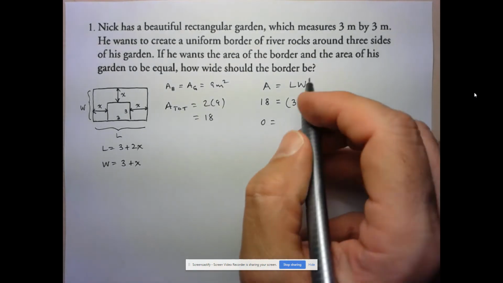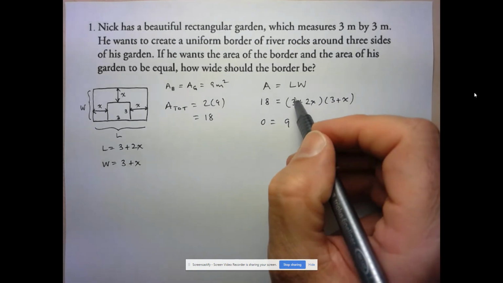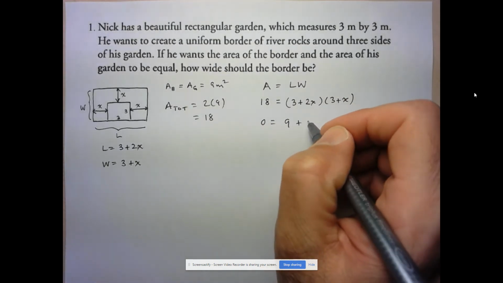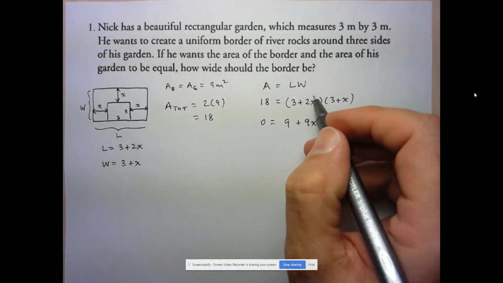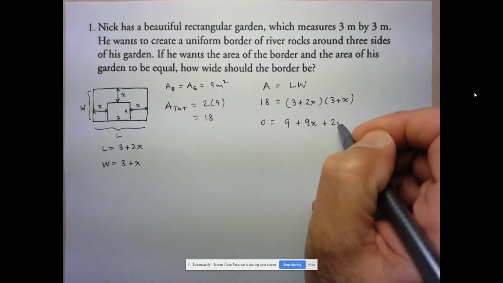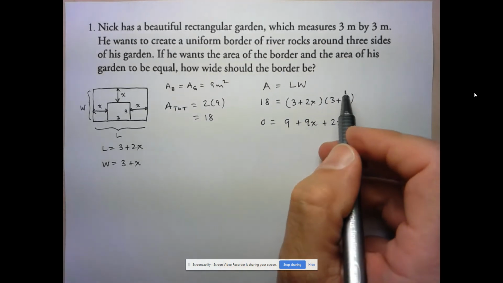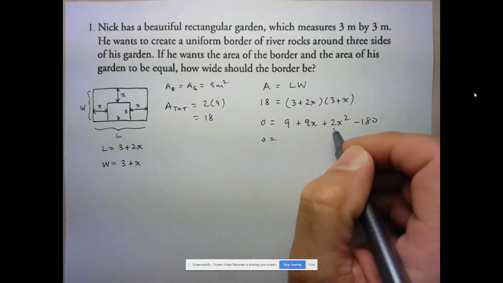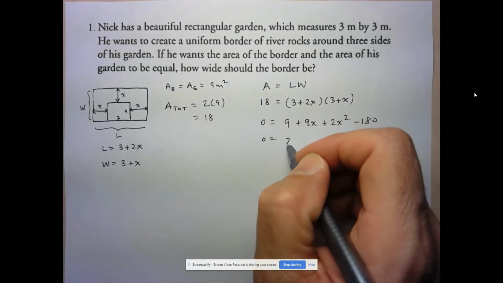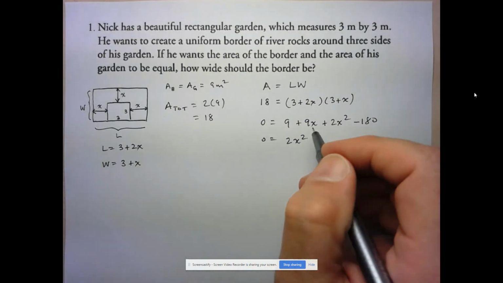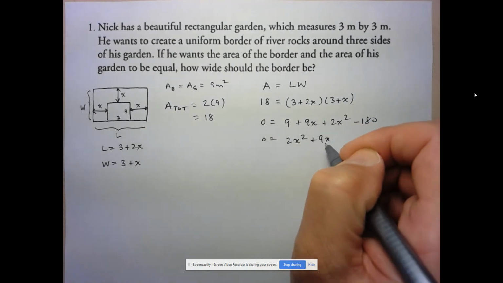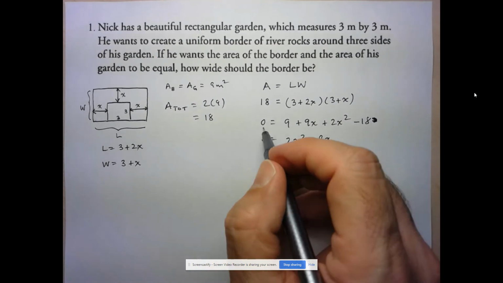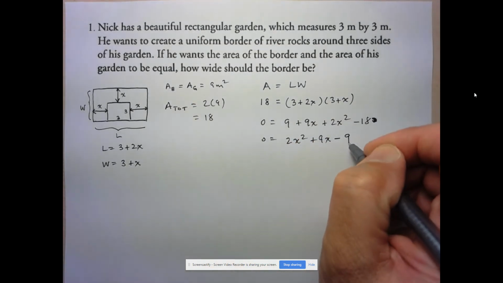So 3 times 3 is 9. Here I have 3x plus 6x, so plus 9x. And then plus 2x times x, so plus 2x squared. And then I'm going to bring the 18 to the other side, so minus 18. And when I simplify here, I'm going to put the squared term first, so 2x squared, my x term second, so plus 9x. And here I have not 180, but 18. Sorry about that. I have 9 minus 18 is negative 9.